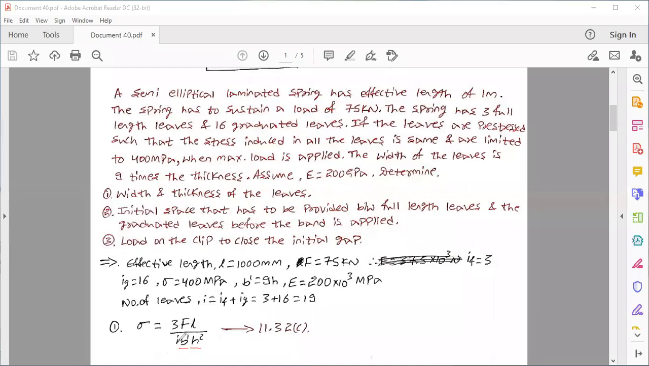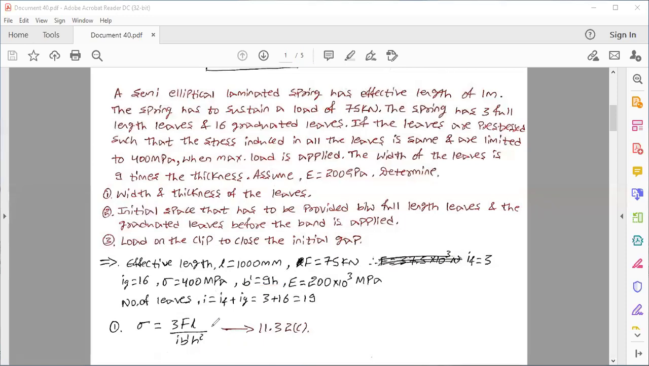Total number of leaves is also given. In this, two unknowns are there. Try to solve this equation and you're going to get the required width and thickness. Otherwise, if you see the given data, he has given the width. Width is 9 times the thickness. B is equal to 9h. Means in this equation only h thickness will be unknown. Once you get that thickness, you can substitute that in this and you can find out the width also.